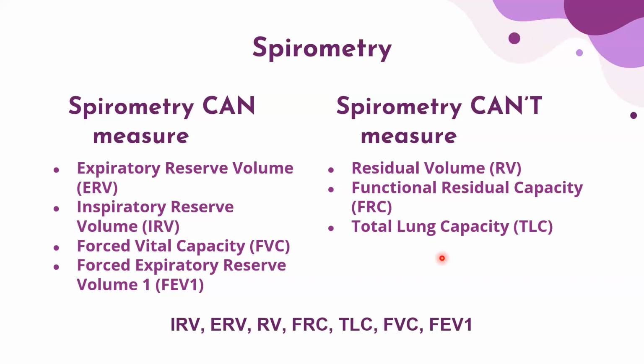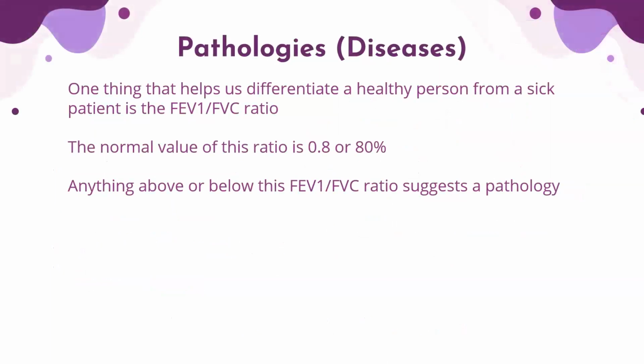The way you can remember this is that all of these involve residual volume, which is why you can't measure them using a spirometer, because the residual volume never leaves the lung. Now let's come to diseases. In the beginning, when we talked about a spirometer, we discussed forced vital capacity and FEV1. FEV1 is the volume of air that a person can maximally exhale within 1 second, and forced vital capacity is the volume of air that a person can exhale after maximal inhalation.